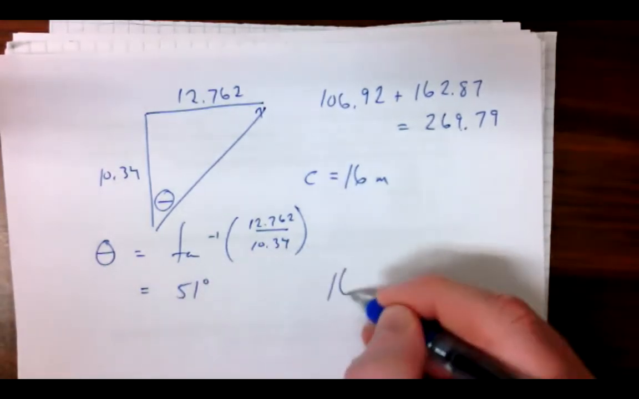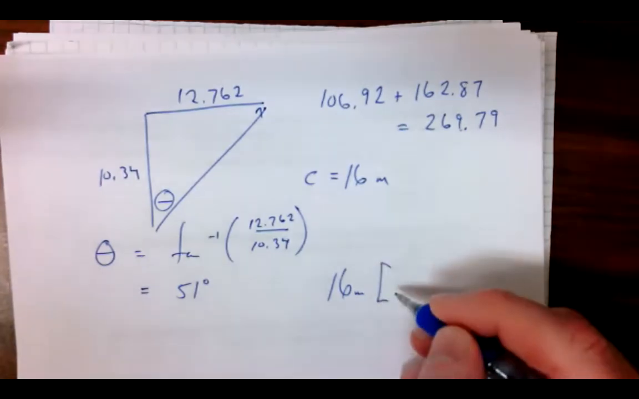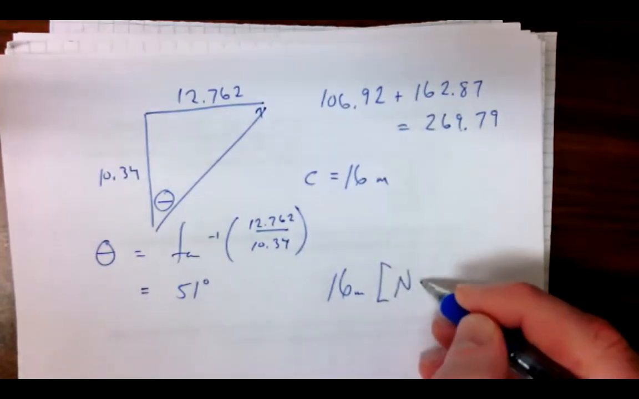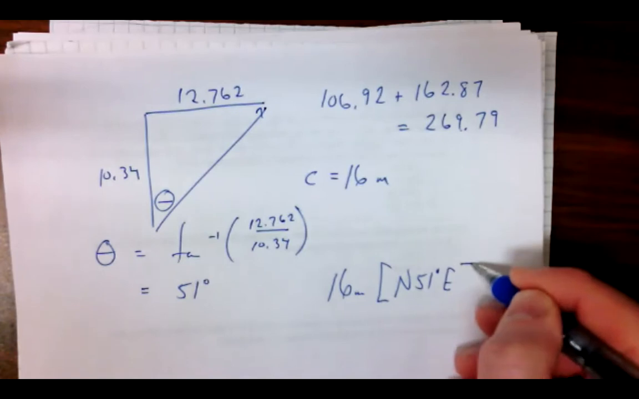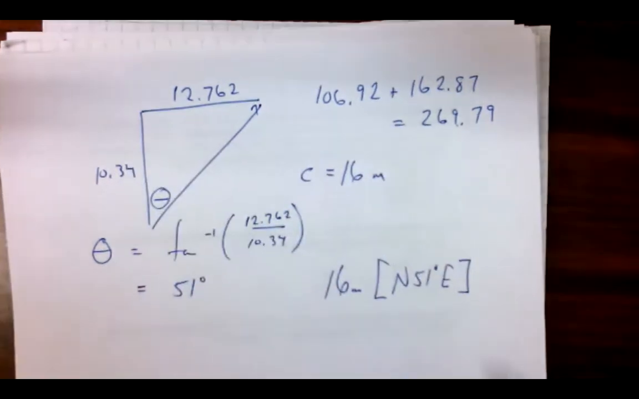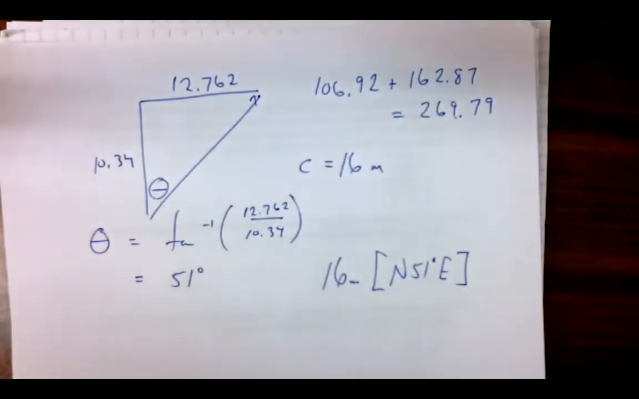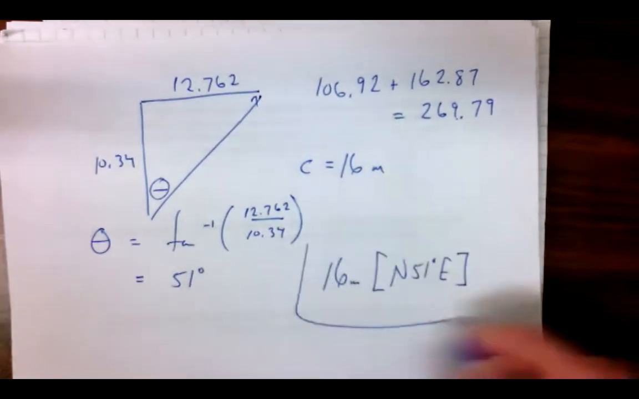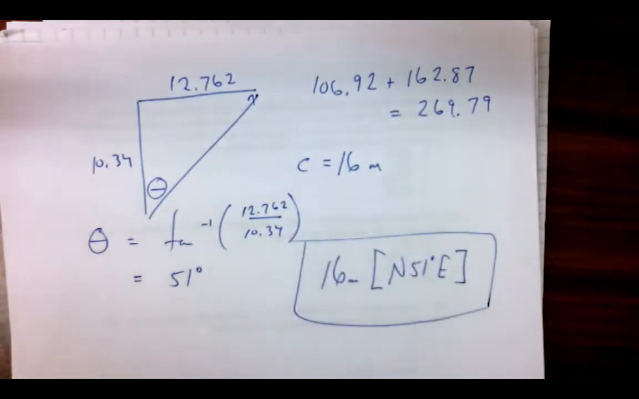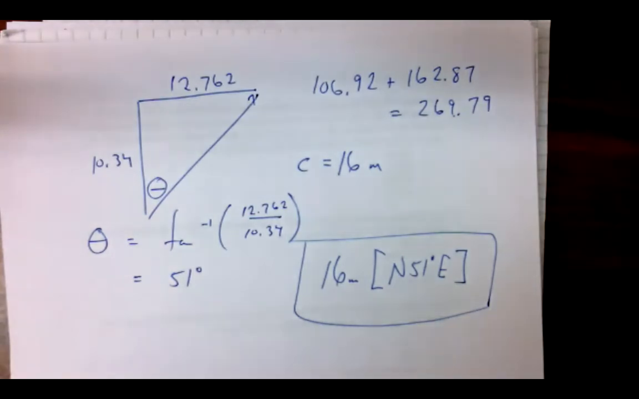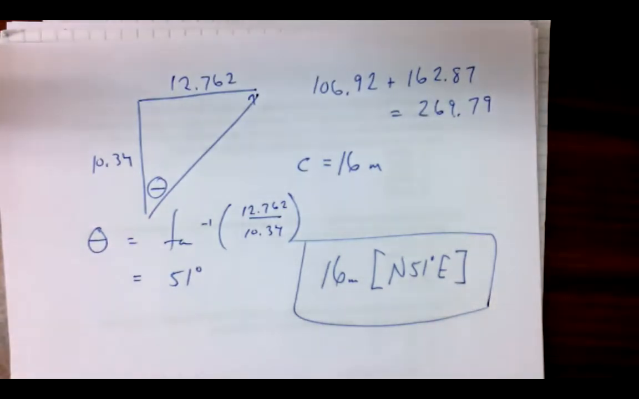So final answer is going to be 16 meters north, 51 degrees east, northeast. Did I do that right? I get my east and west mixed up terribly. Does that make sense? Yes, because no one's saying no. You're okay with this, Kate? Anybody else questions on any part of this?